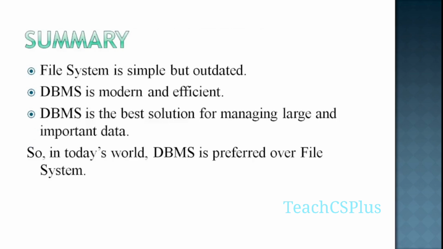Let's see what we studied in this chapter. File system is simple but outdated. Why is it outdated? It lacks some structured features: less security, searching is difficult, and the data may be stored in a very inconsistent way. These are the problems with file system. But DBMS is modern and efficient. It already overcomes the issues that file system has.